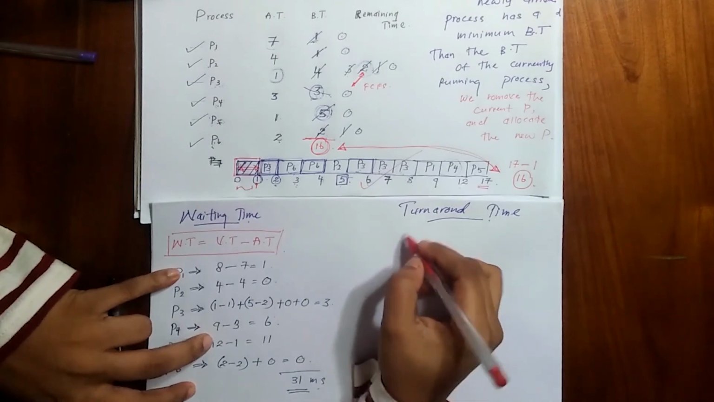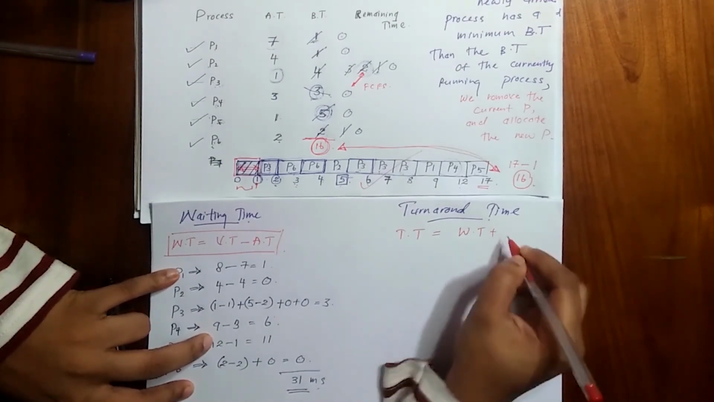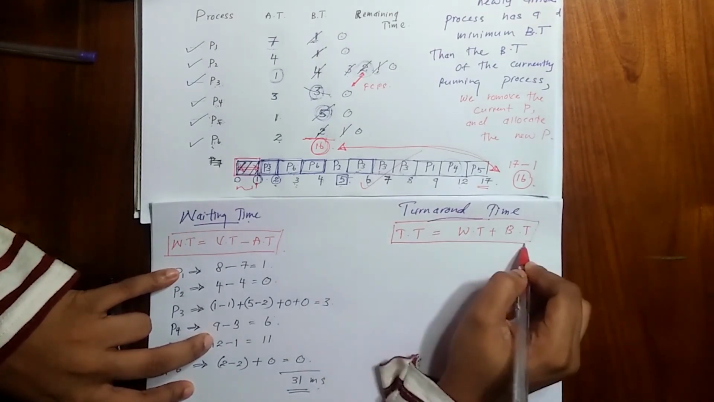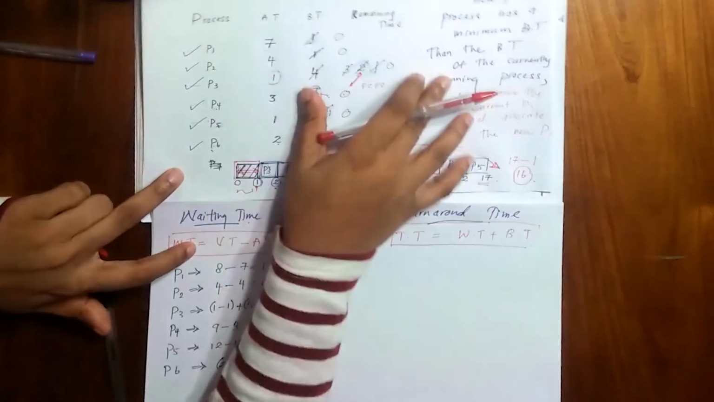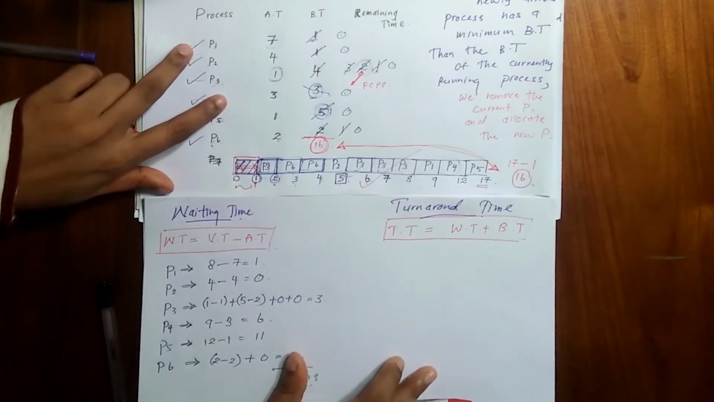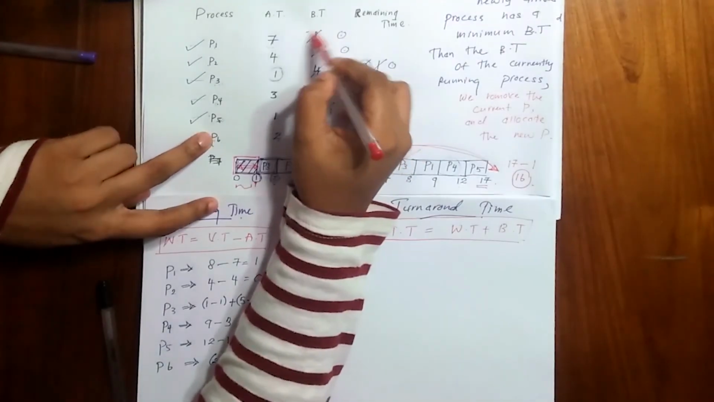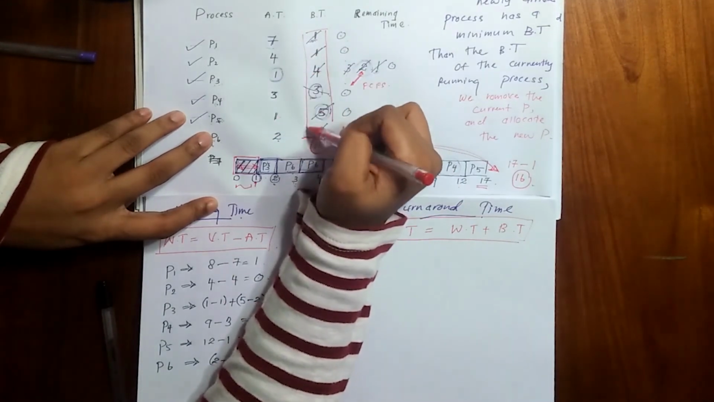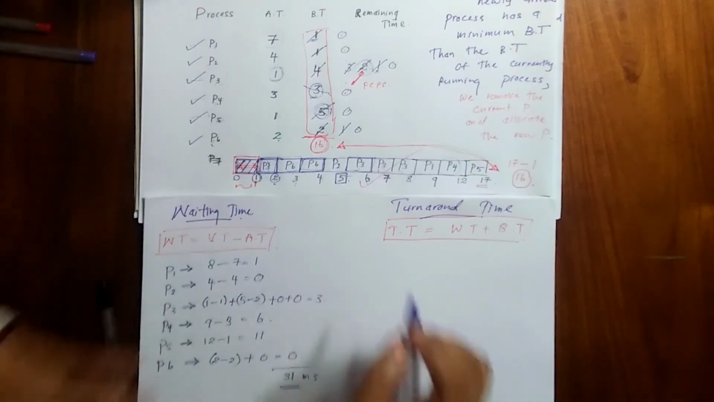Now let's move to the turnaround time. Here the equation is turnaround time equals waiting time plus the burst time, right? So you have to add the burst times of these processes, the original burst time, not these second values. Right, let's start with P1.